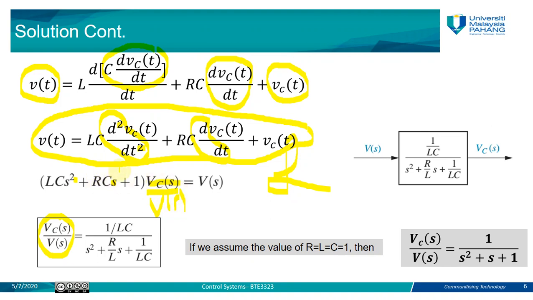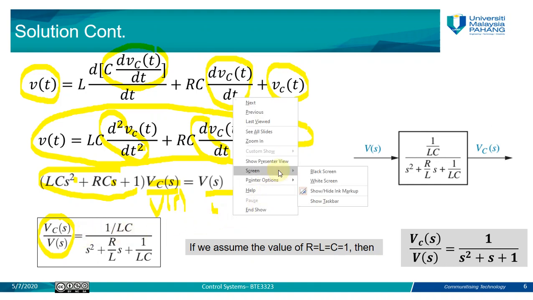That means all these parameters will go to the other side and it becomes 1 over LCS square plus RCS plus 1. Then we are going to divide the numerator and the denominator by LC to remove the coefficient of S square. So to get S square, we have S square plus R over L S plus 1 over LC. So this will be our transfer function.